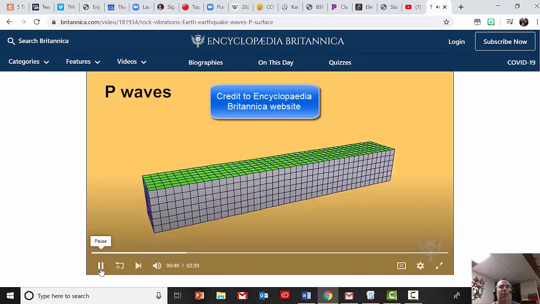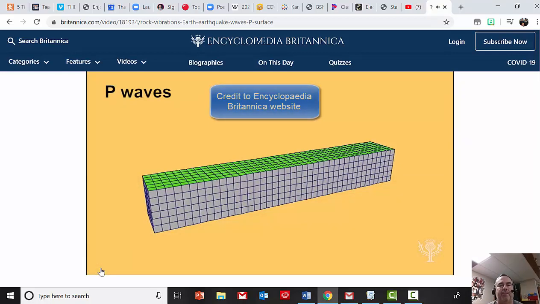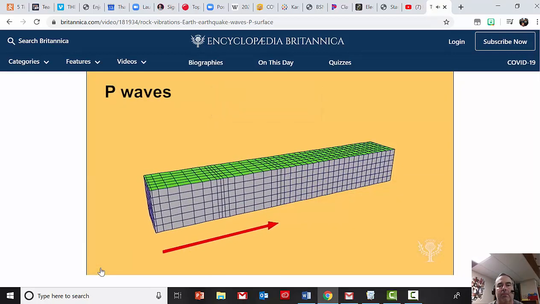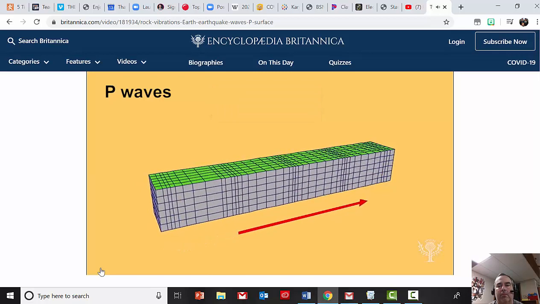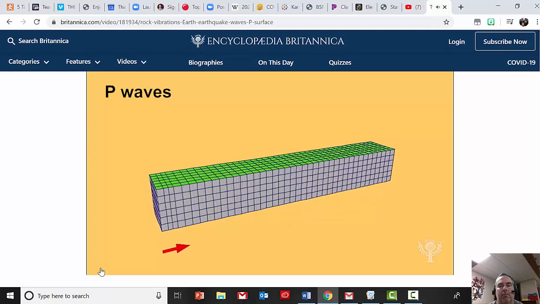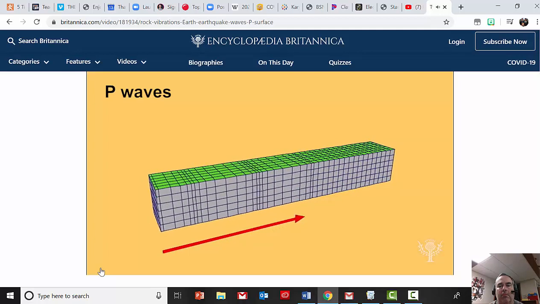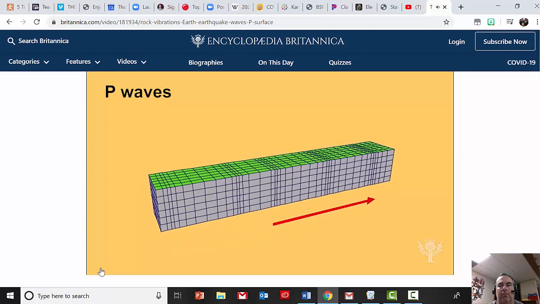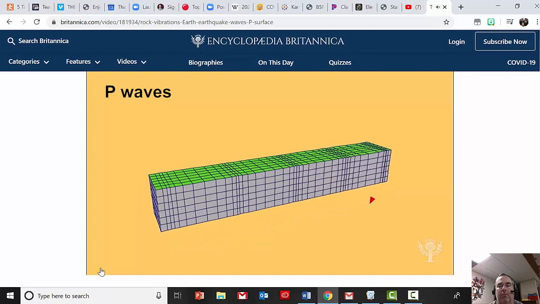P waves cause the ground to compress and expand, that is, to move back and forth, in the direction of travel. They are called primary waves because they are the first type of wave to arrive at seismic recording stations. P waves can travel through solids, liquids, and even gases.